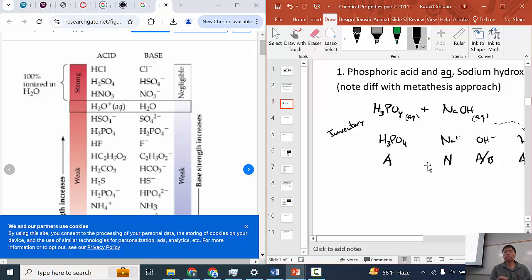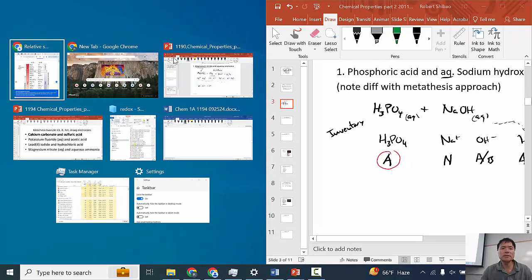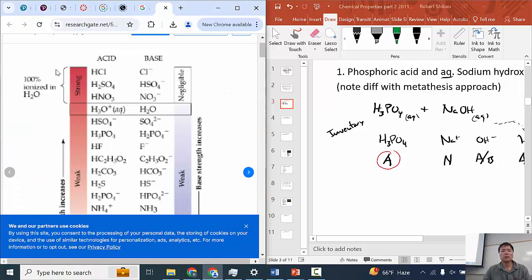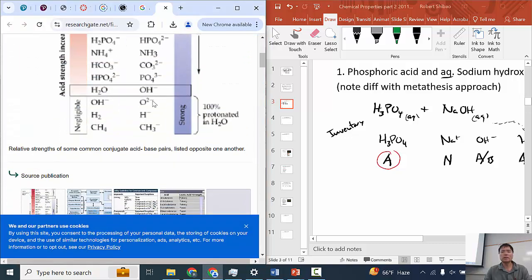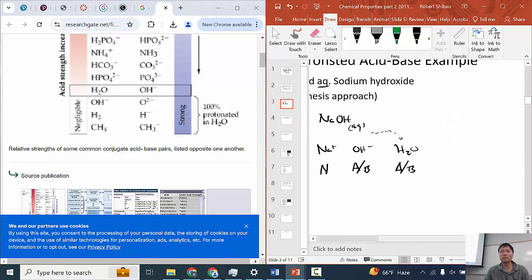So the strongest acid here is phosphoric acid. And then we do the same thing. Which of these is the strongest base? Yeah, so we start at the top here and then work our way down. So we have hydroxide versus water. Which one do you think is stronger? Do we even need the chart for this one? Hydroxide, for sure, is stronger.